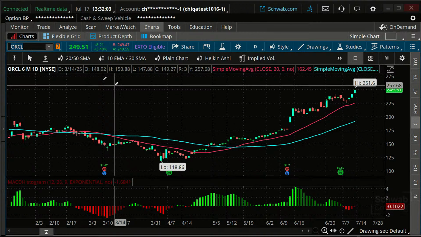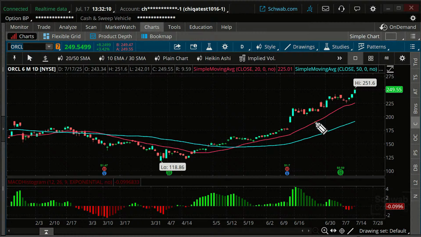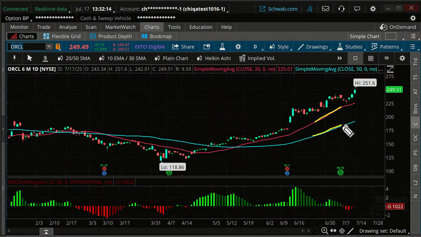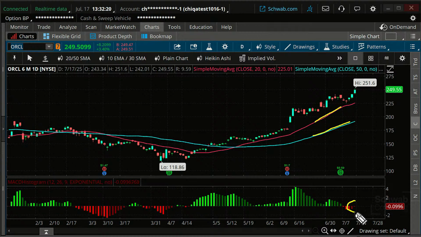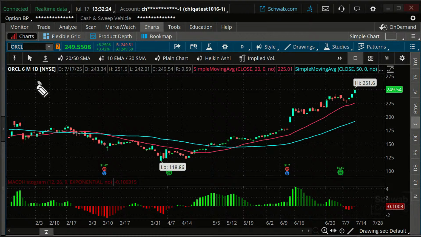Our scan was this: above the 1% at least above the 20-day moving average, at least 5% above our 50-day moving average. And we want our MACD histogram, maybe a little bit harder to see, we want it to be going up. And indeed it is. Okay. What was another one? Well, let me get rid of this.